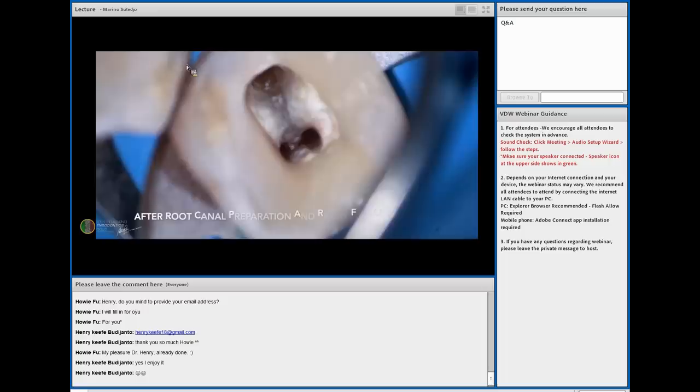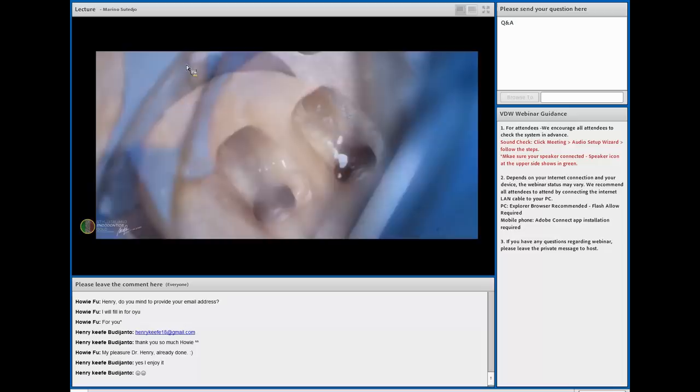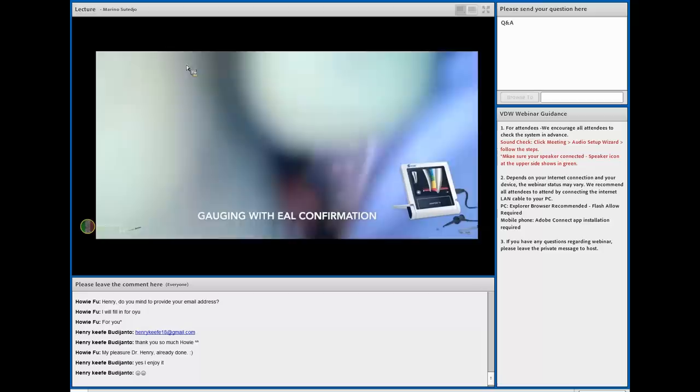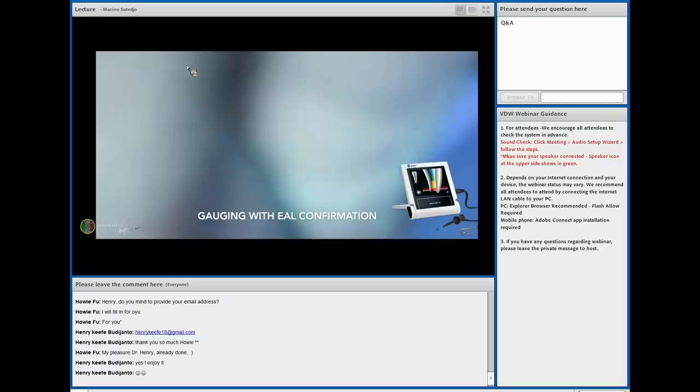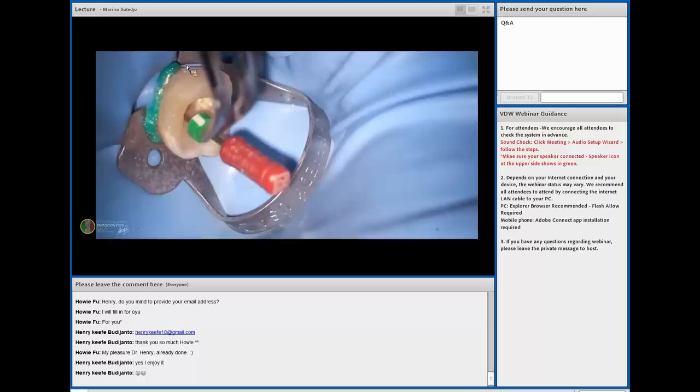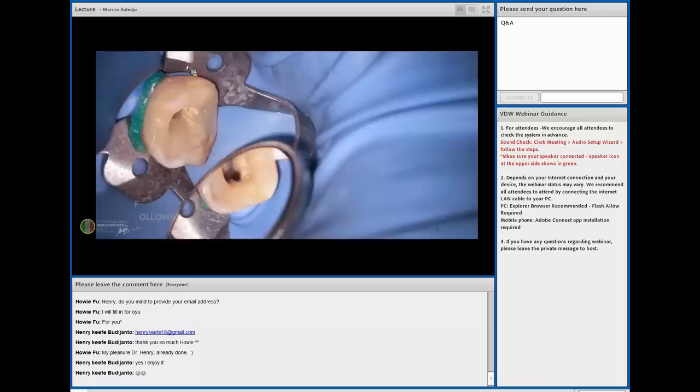So after it's shaped, it is clean, it's gauged already. Now I'm going to do my obturation. I'm going to repeat again with my gauging and confirmation of the working length, once again with the apex locator, to make sure that I'm not going further beyond the constriction than is necessary. Adjust the rubber stop to the desired level that we need.